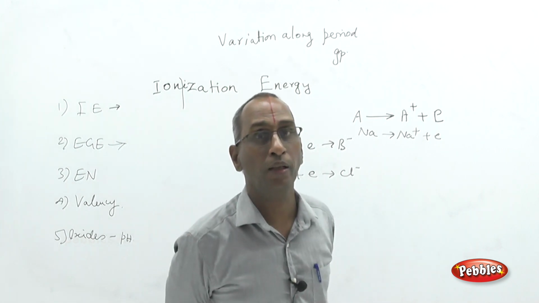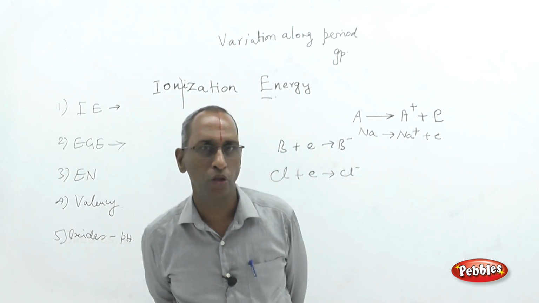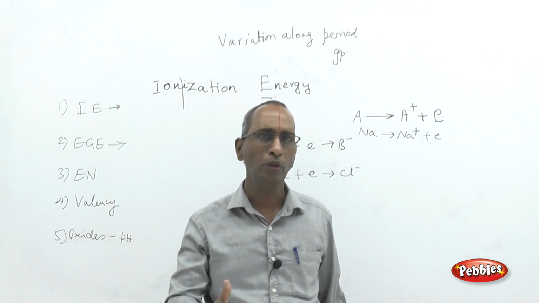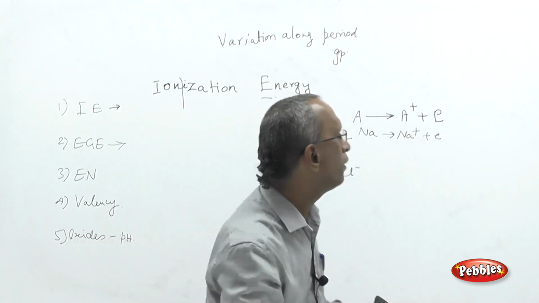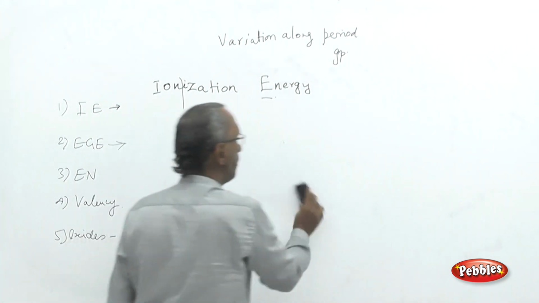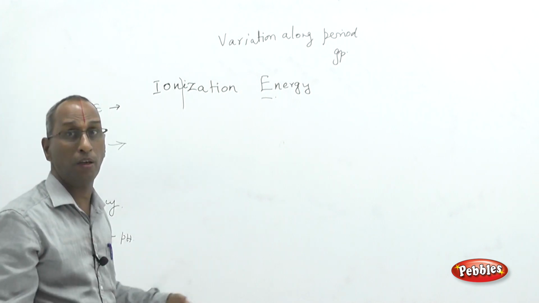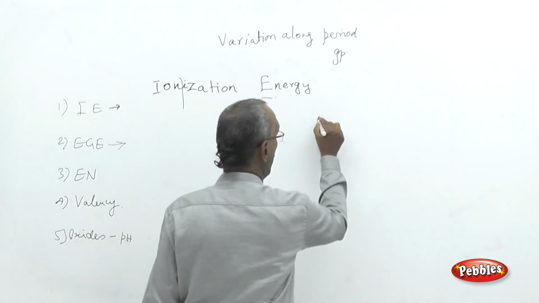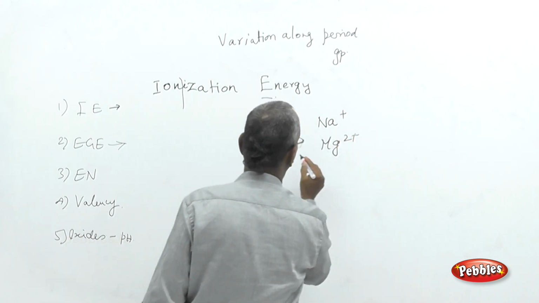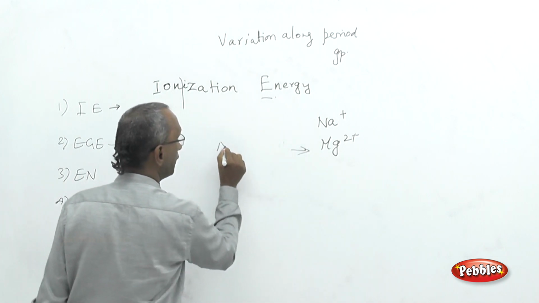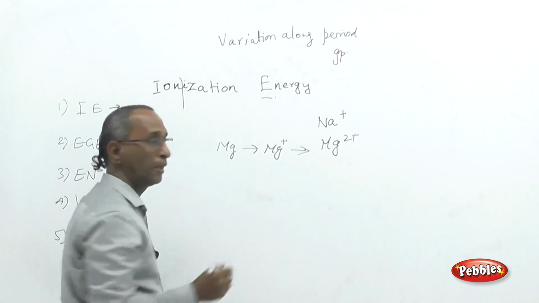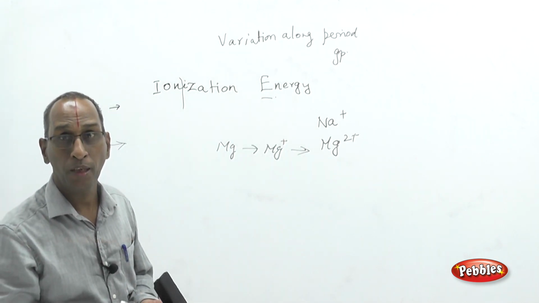Now let us recall the concept of ionization energy. Ionization energy is defined as the energy required to remove the outermost electron from the atom or ion, as the case may be. So it can be applicable for ions as well. Let us consider magnesium 2 plus. For the formation of magnesium 2 plus, we can consider two stages. It loses one electron, forming Mg plus. Losing a second electron, it forms Mg2 plus.